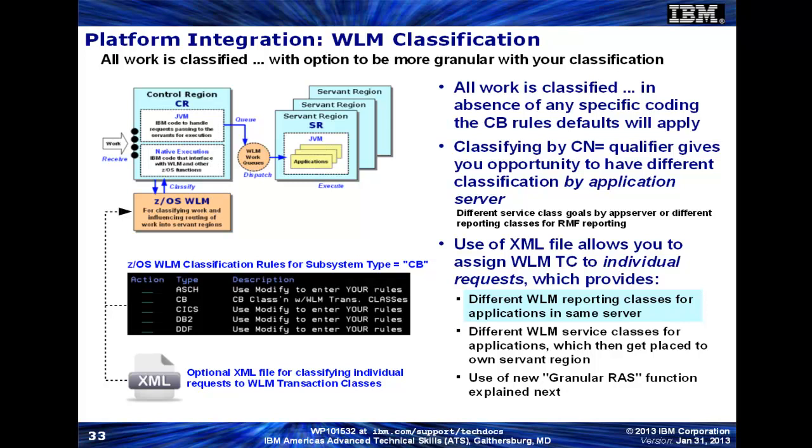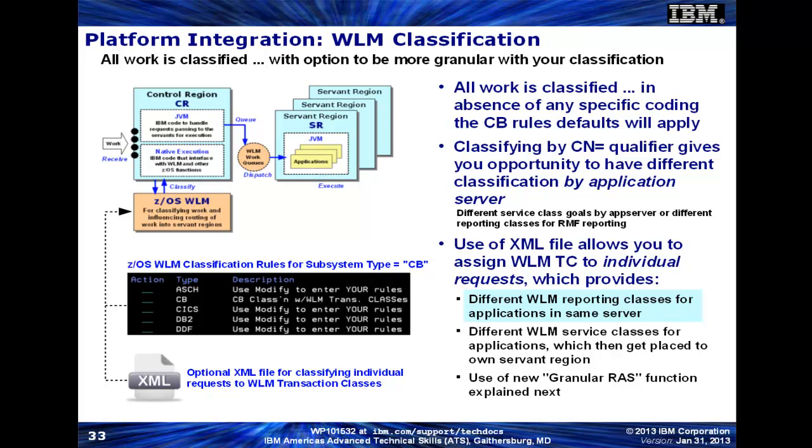Another approach, an approach that offers considerable granularity of control, is to use the WLM classification file to assign transaction class or TC values to individual requests received by the CR. Rules defined in WLM then map the TC value assigned to service classes and reporting classes. One of the most common uses of this is to assign different WLM reporting classes to work requests within the same application server. This allows WLM to collect usage information segregated by identified request, which then allows RMF to report on resource usage separately. This allows applications to be combined within the same application server, but still retain visibility to meaningful usage statistics per application.